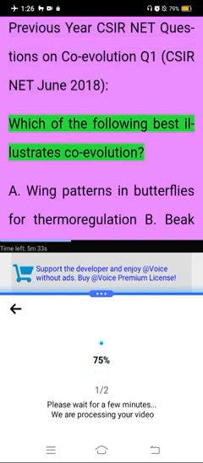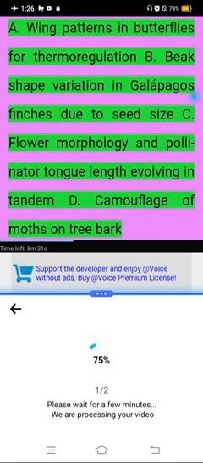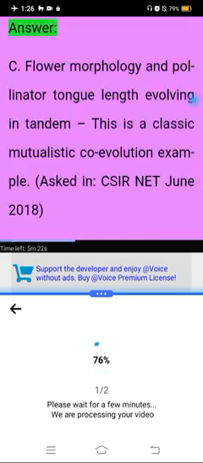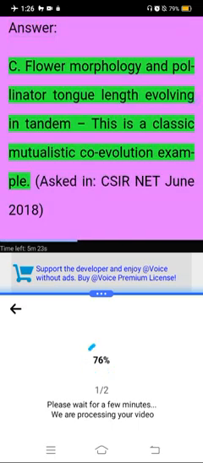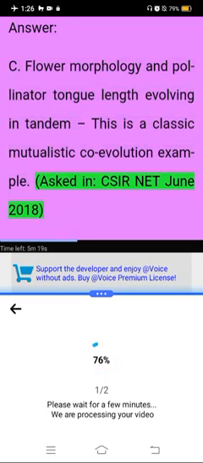Which of the following best illustrates coevolution? A, wing patterns in butterflies for thermoregulation. B, beak shape variation in Galapagos finches due to seed size. C, flower morphology and pollinator tongue length evolving in tandem. D, camouflage of moths on tree bark. Answer: C, flower morphology and pollinator tongue length evolving in tandem. This is a classic mutualistic coevolution example. Asked in CSIR NET June 2018.